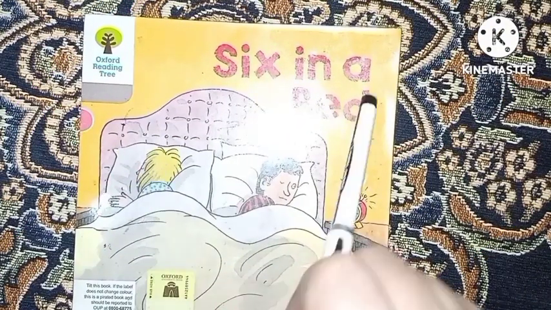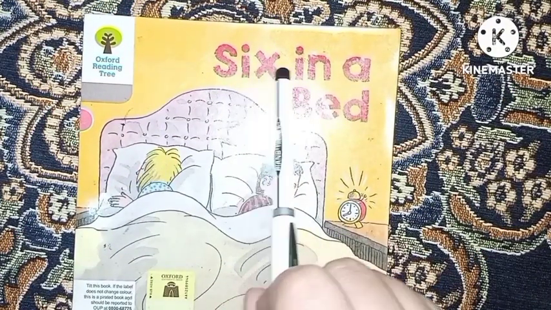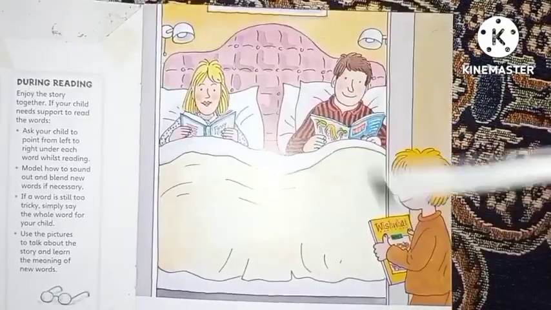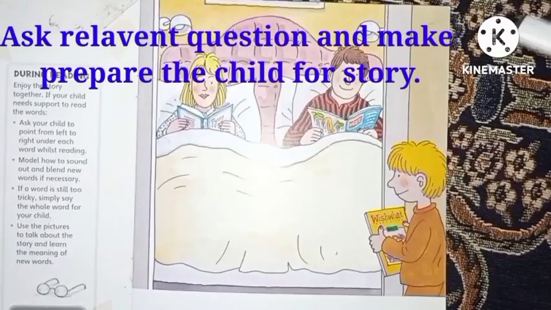Oxford Reading Tree, Stage 1. The story is Six in a Bed. Let's see what is in the story. First, understand the story.